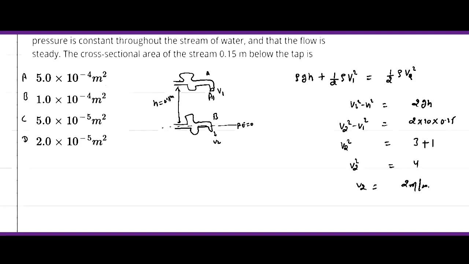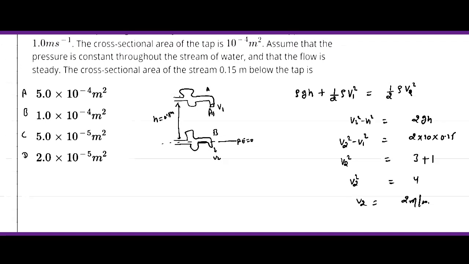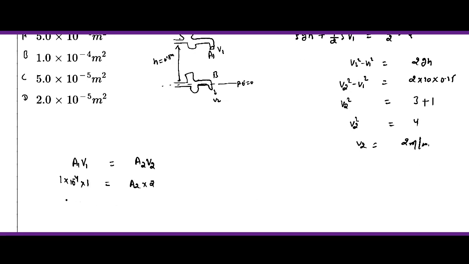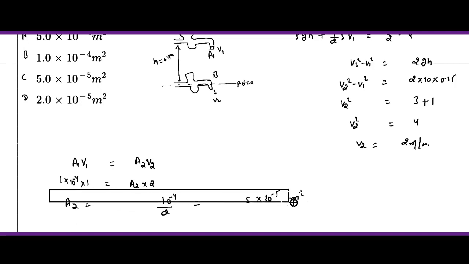Now from the equation of continuity, we can write A1 V1 is equal to A2 V2, where V1 is the velocity at that point. The cross-section area in the initial condition is 10^-4, speed is 1 meter per second, A2 we have to calculate, and V2 we have found to be 2. So A2 is equal to 10^-4 divided by 2, or 5 into 10^-5 meter square. And according to the options, option C, 5 × 10^-5 meter square, is the correct answer for this question. This is the cross-section area.